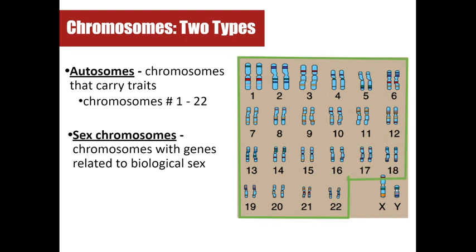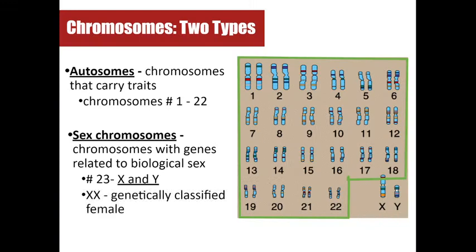Now, you have sex chromosomes. So these are the chromosomes with genes related to biological sex. This is going to be number 23. That's going to be your X and your Y. So if you have two X's, that person is going to be genetically classified as female, while if you see an XY, that person is genetically classified as male.